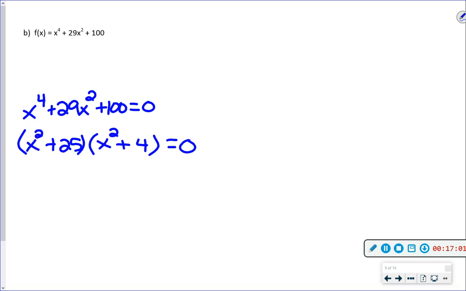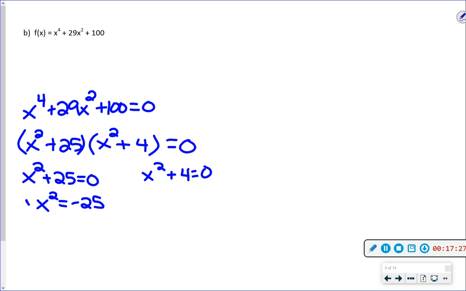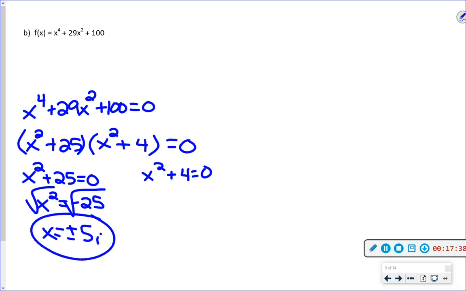So I'm just going to set each factor to 0 and solve for x. So I would just use some inverse operations here. I would subtract 25 and root it. We'll do that in a second. I'm going to do the same on x squared plus 4, because those can't factor down any further. If this was minus 25, then I could factor it down, but it's not, so I can't. So I'm going to subtract 25, root it. What is the square root of negative 25? 5i. So there's 2 answers, halfway.